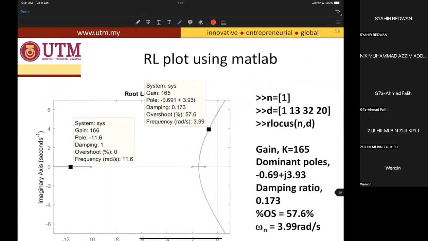So again, you can see that the third pole is here, and this one is the dominant pole at K equal to 165.